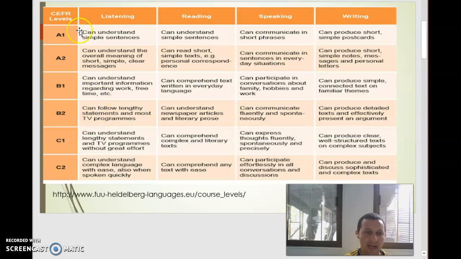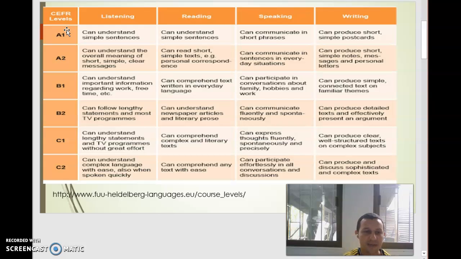Okay, I want to explain first the A1 level of English. In this level, people can understand and use very basic expressions, introduce themselves and ask questions about personal details of other people. They can interact with other people if they speak slowly, and they are prepared to make efforts to be understood by the native speaker.